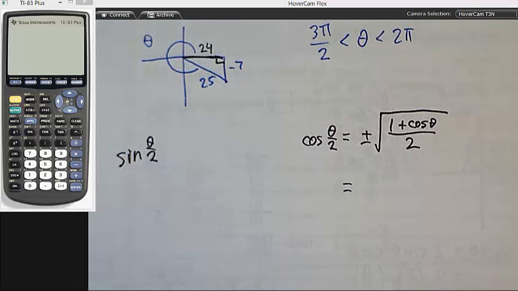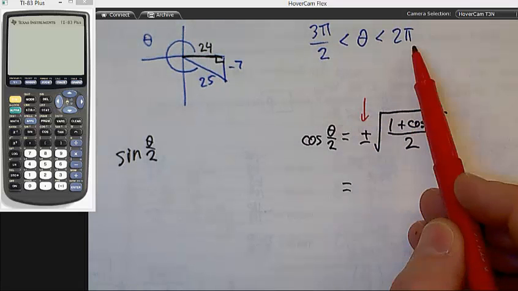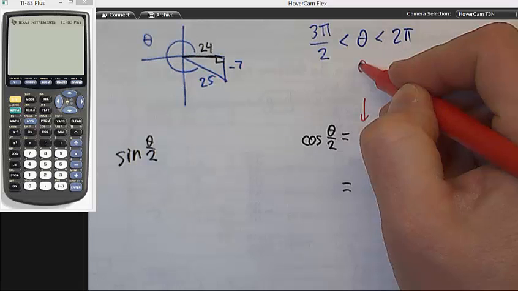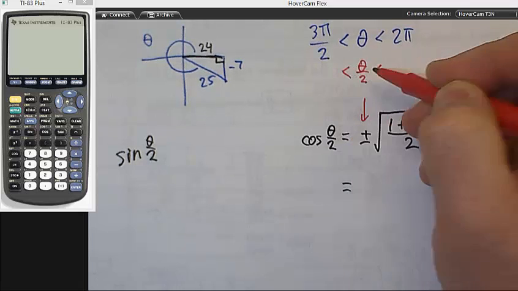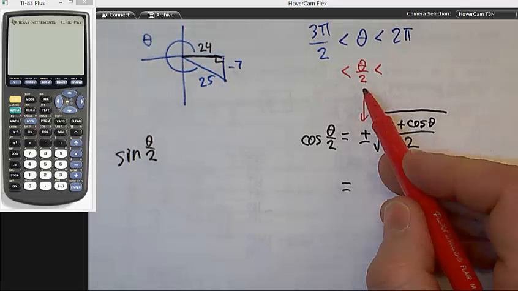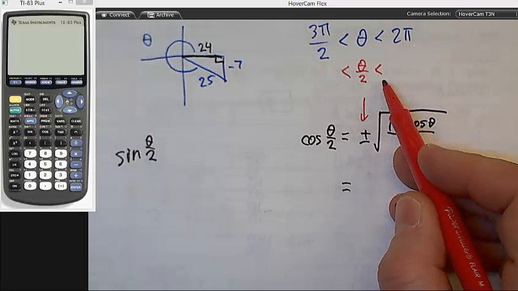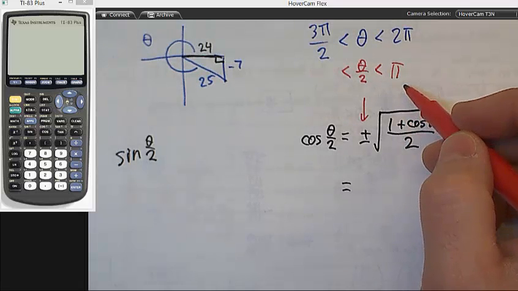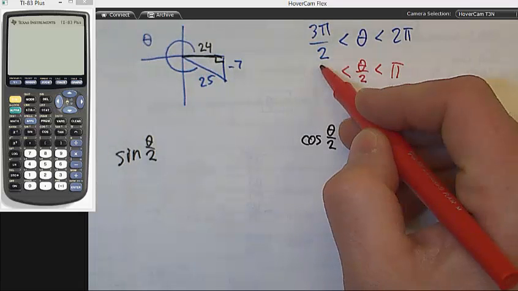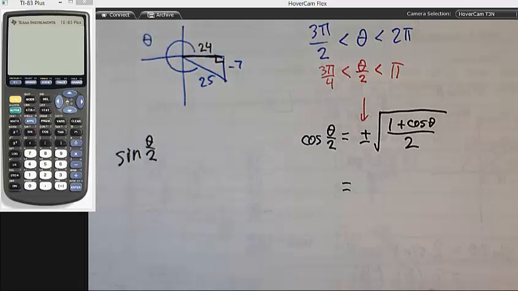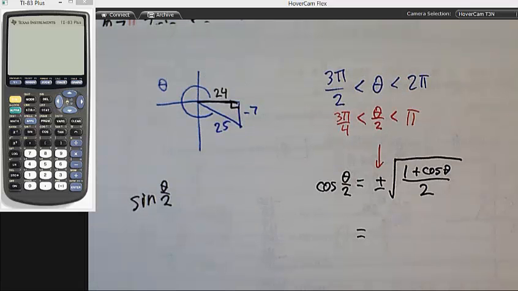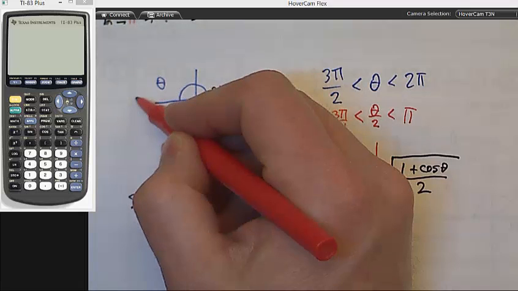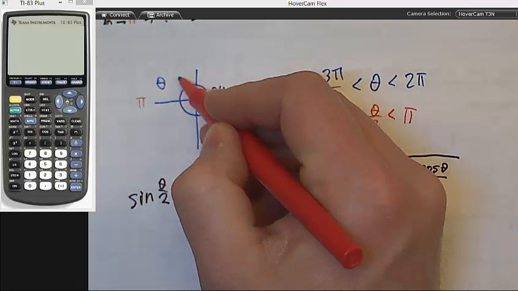But what Caitlin's question was is, hey, what's the deal with plus or minus? How do you know which one to use? And that's where I said, we know that this is true about theta. What we really have to do is say something about theta over 2. So I'm going to write theta over 2 is less than what? Less than pi. You guys with me on that? And it's greater than 3 pi over 4. Let me draw a picture of where theta over 2 would be. I know it's less than pi and greater than 3 pi over 4.